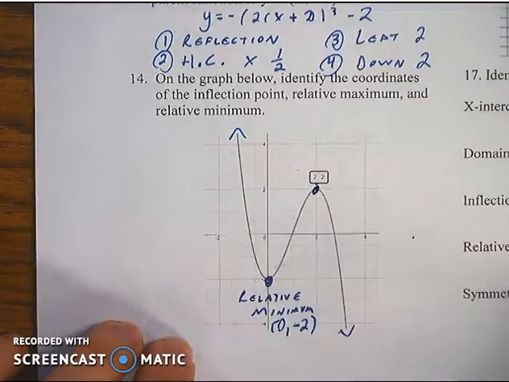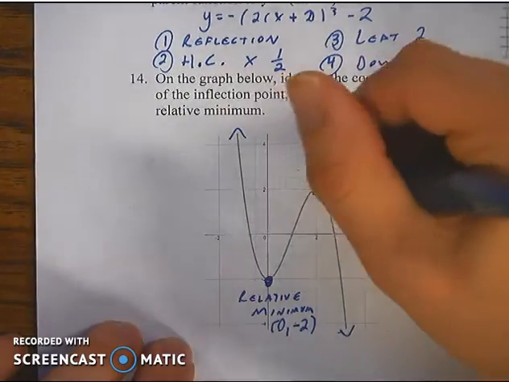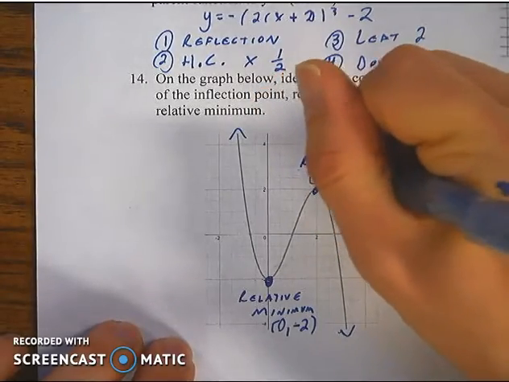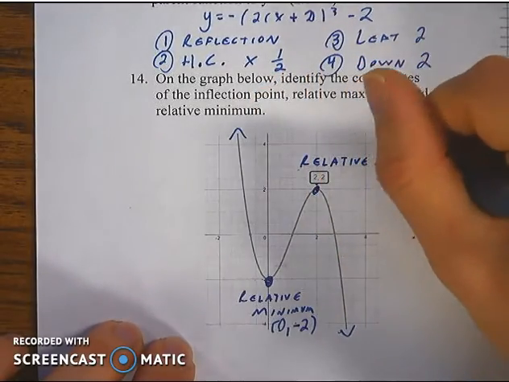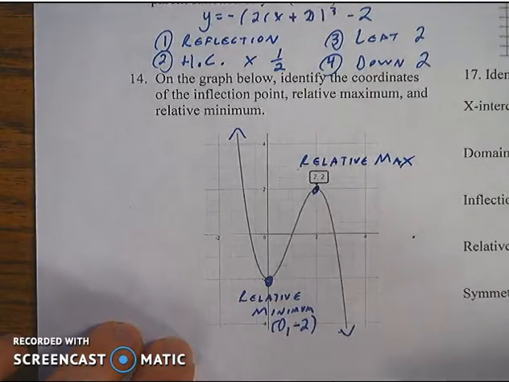The relative max is right there. I've already put out the coordinates for you, so we just need to put relative max. And again, it's not an absolute maximum because this thing goes up forever. There is no absolute max.